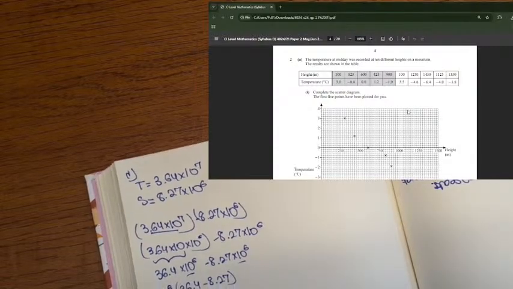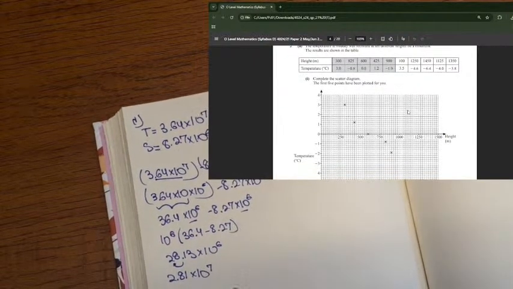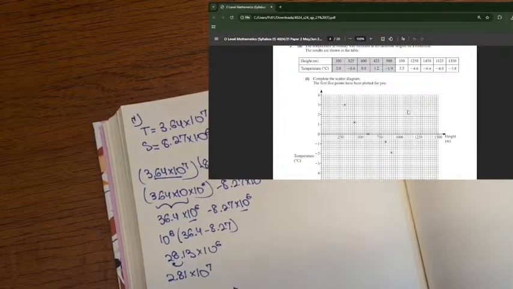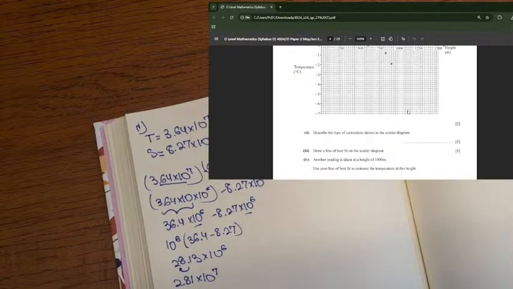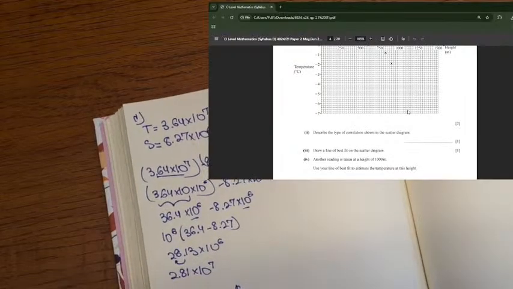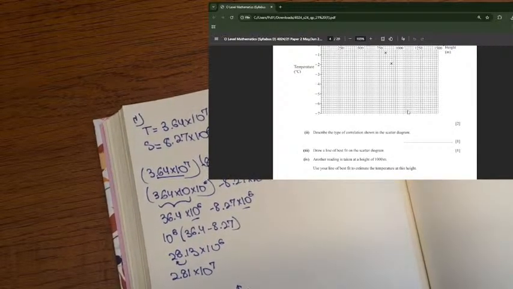Okay, so they've given us a scatter diagram and they've told us to plot the last few points. So what we'll do is basically just take the height on the x-axis and the temperature on the y-axis and plot it as so. They've already plotted the first 5 points for us, so we can plot the rest of them. The second question that they're asking us is describe the type of correlation shown in the scatter diagram.